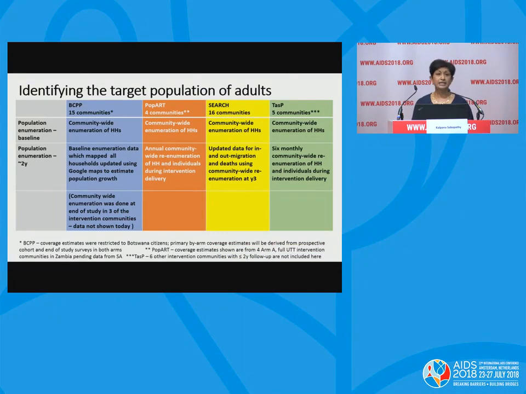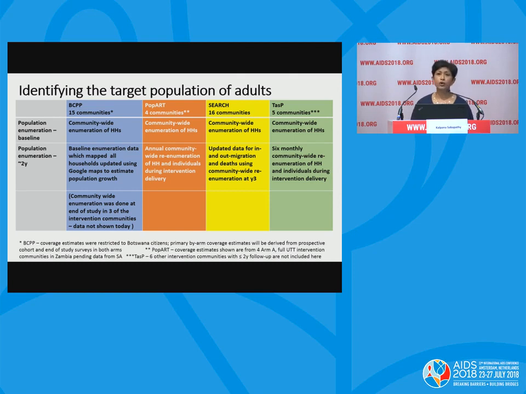So for identifying the target population, as a reminder, on the top row I've got the number of communities we're looking at for each trial. From BCPP and SEARCH, we're looking at all the intervention communities. For PopART, we're focusing on the Arm A communities in Zambia, which received the full PopART universal test and treat interventions. And for TasP, we're focusing on the 5 intervention communities which had 2 or more years of follow-up.